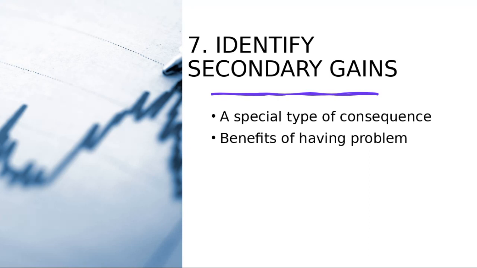Then you want to look at secondary gains. So secondary gains are a type of consequence, but secondary gains are the benefits of having the problem. So often clients come into therapy and they say, I have this issue, I want to be done with it, I want to be rid of it, but they don't realize that there is some consequence of that behavior that is contributing to the problem. It's a benefit of having the problem. So your client could say that they're depressed, and you say, well, what are the benefits of being depressed? What are some good things that happen to you as a result of being depressed?